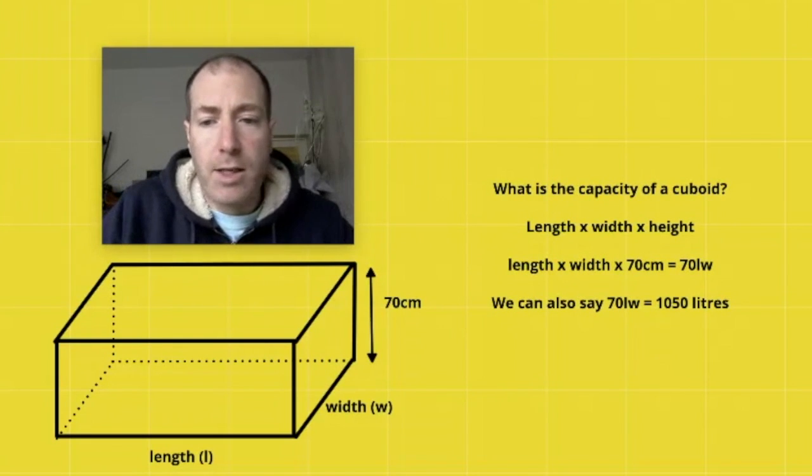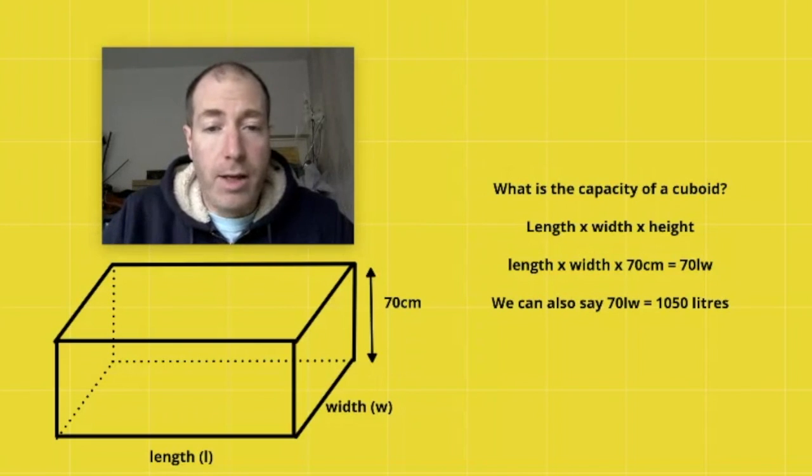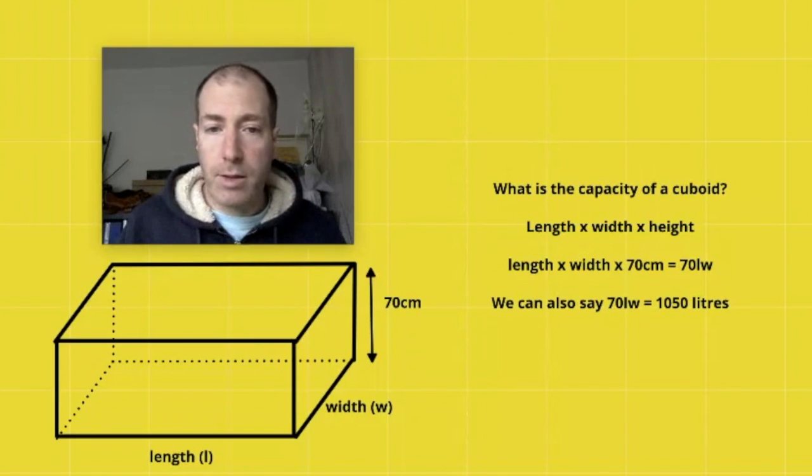And in this case, we know the height, which is 70 centimeters, but we don't know the length and we don't know the width. But is that important? Well, yes, it is. But we don't need to know the individual lengths and the individual widths.